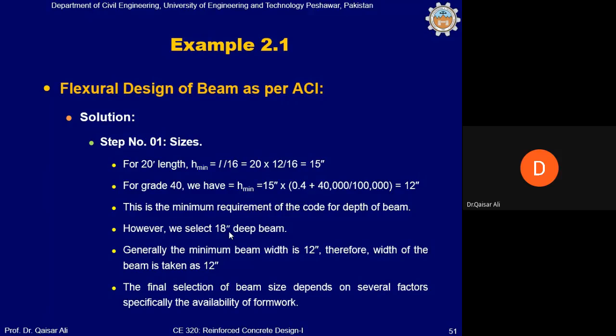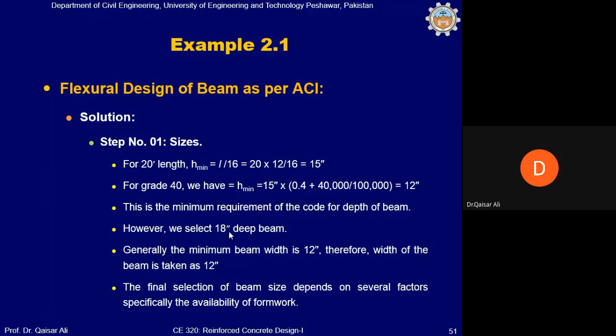Because if formwork is not available in an area, then it will become very difficult to prepare fresh formwork for just one beam. Our final objective is to produce a beam which is economical as well as safe. Safety is ensured by our calculations, and the economy can be ensured by taking into account the practical constraints. There are many practical constraints which must be known to us before deciding the size of the beam.